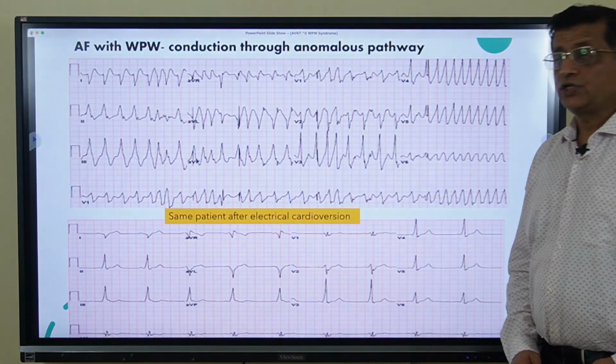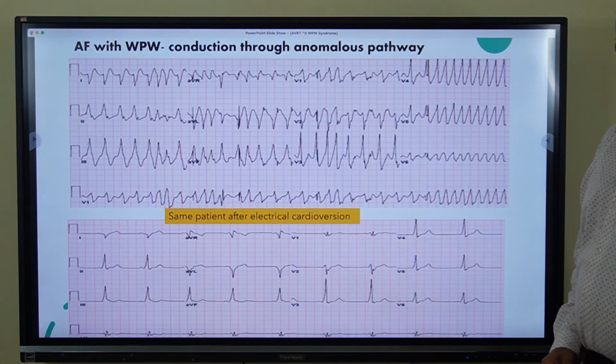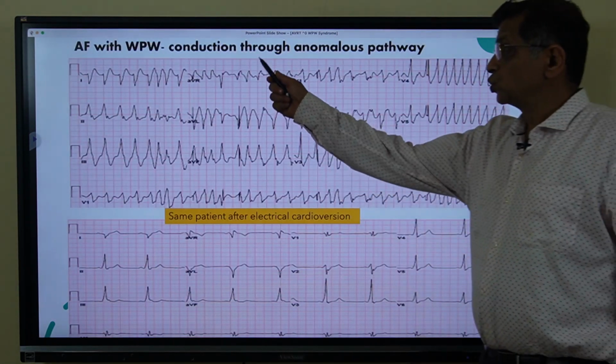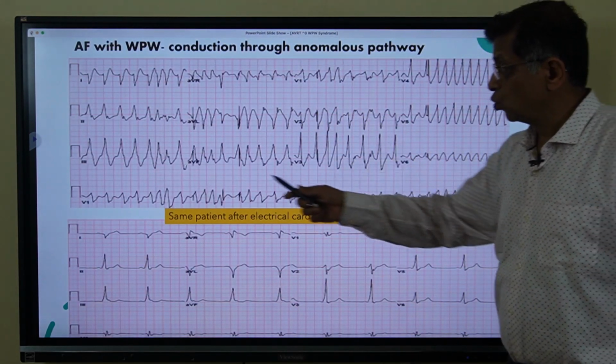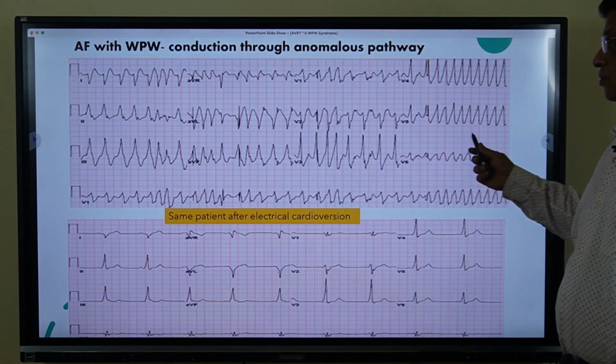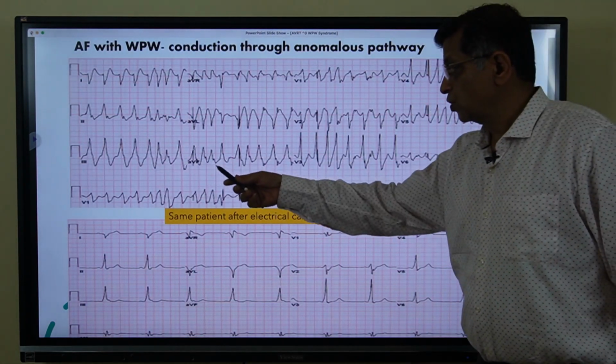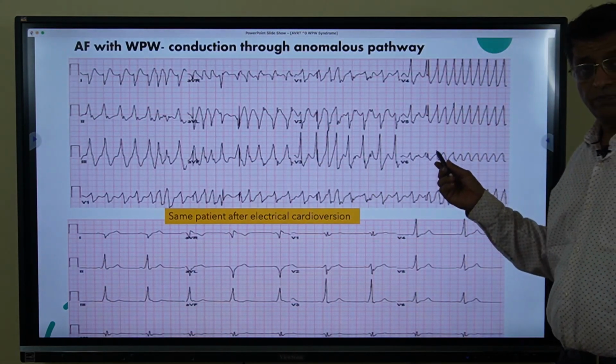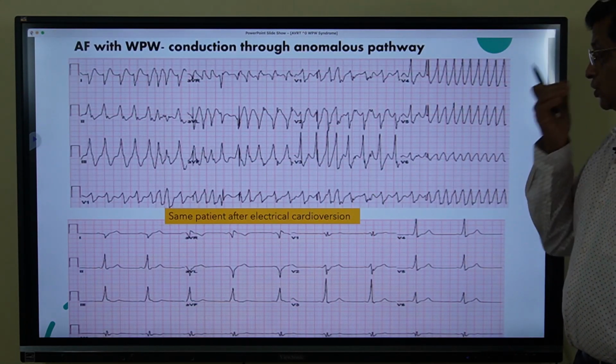So this is an ECG of a patient with WPW syndrome and atrial fibrillation. The conduction is through the anomalous pathway. So you can see wide complex tachycardia and irregular rhythm and beat to beat variation in the shape. So this is a dangerous ECG.